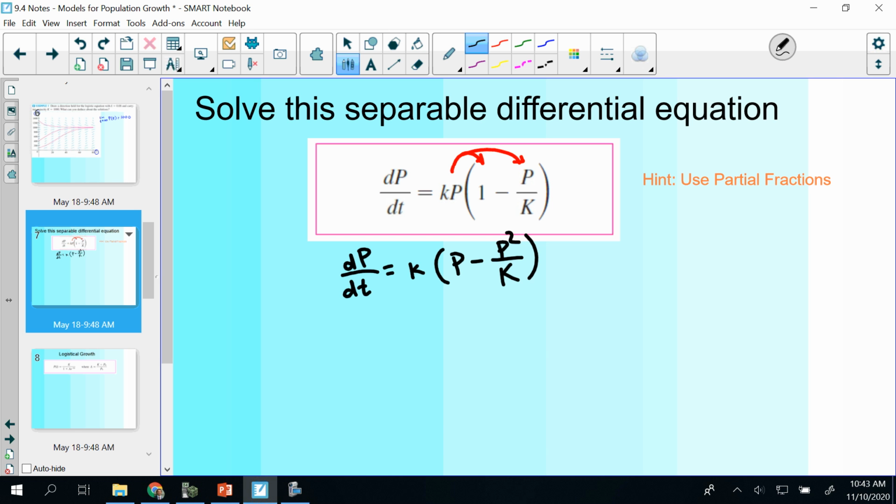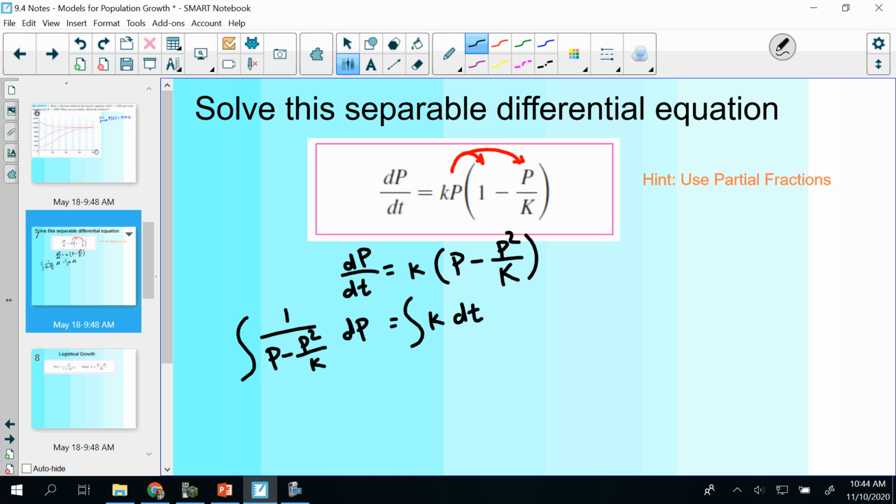All right, now let's separate it. So let's divide and get our stuff with P to the left. Let's move our dt over to the right, and now it looks like this. And our other side would be 1 over P minus P squared over K, and this side's going to be dP. Now let's integrate. Okay, the right side should be fairly easy, and we'll do that later. The left side, that's our kind of beast. That's the side that's going to be a little bit harder.